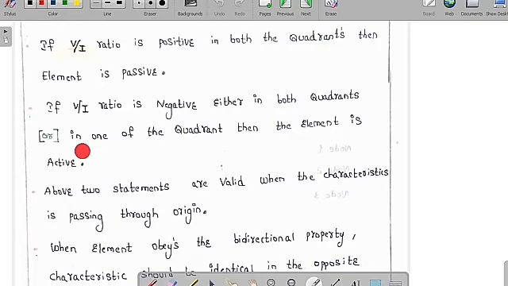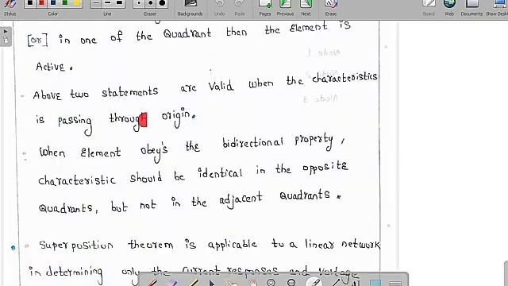But if it is positive, it is basically a passive element. The above two statements are valid when the characteristic is passing through the origin. So whenever the line is going to pass through the origin, we have to apply these principles.